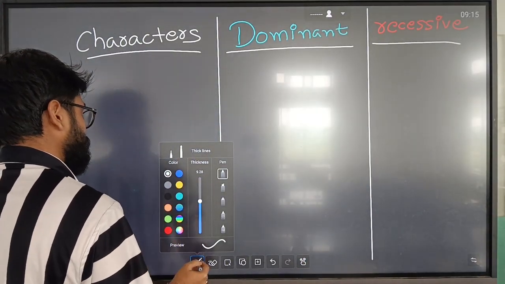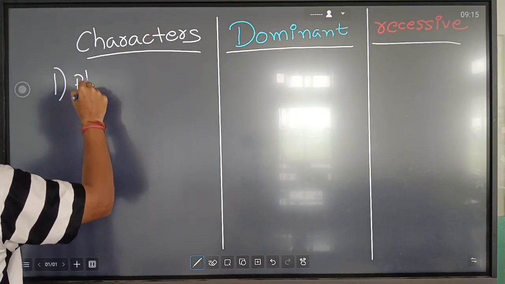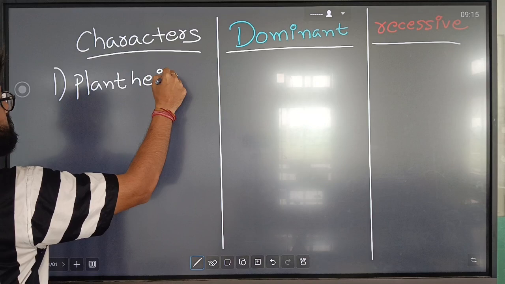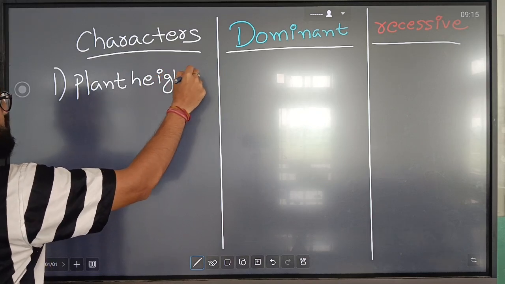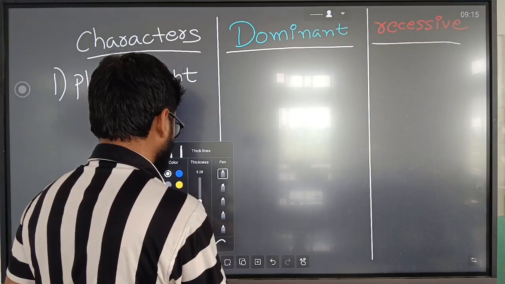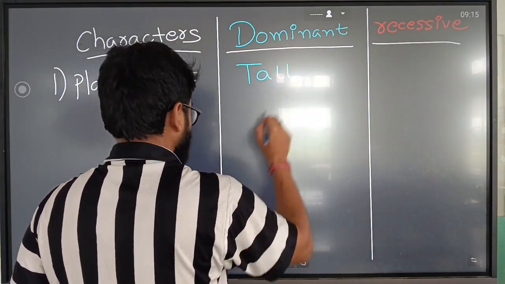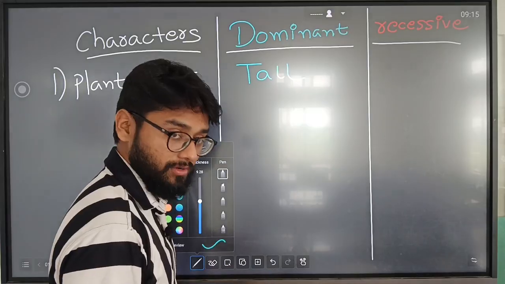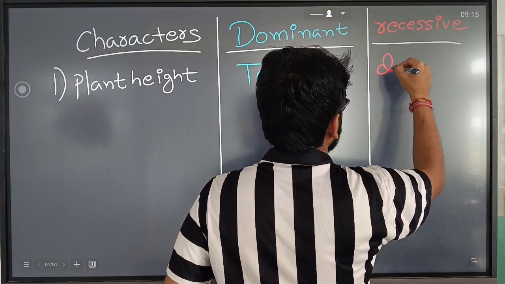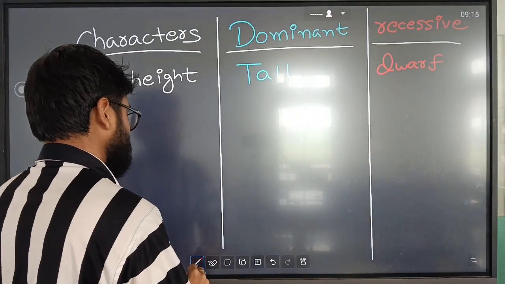So the first thing that we see is plant height, the height of the pea plant. The dominant trait for this was shown by tall, because tall were found to be in more. And the recessive was dwarf. There were 7 characters that Mendel took, and we will be discussing all of these.